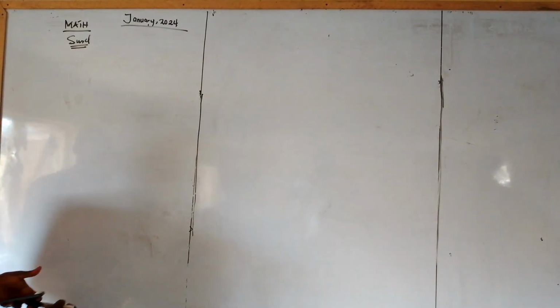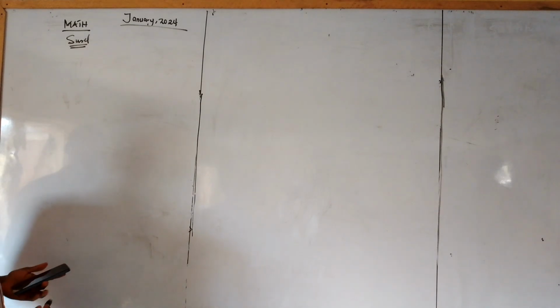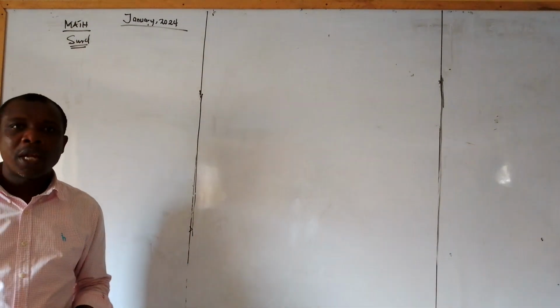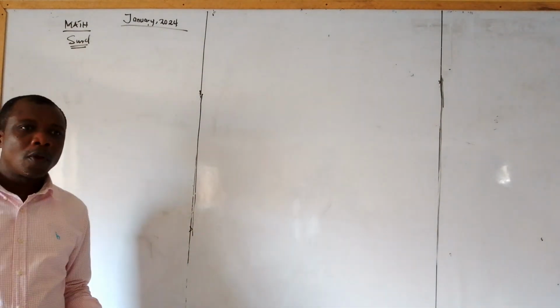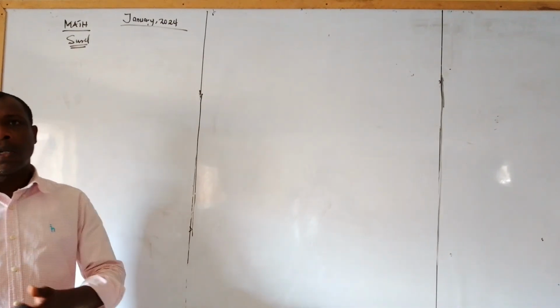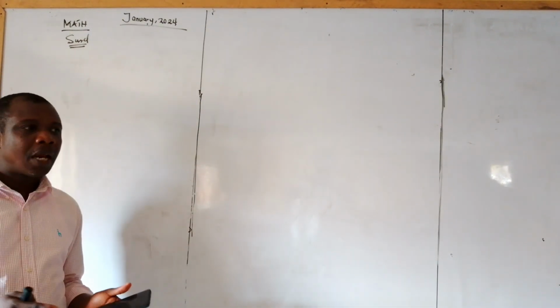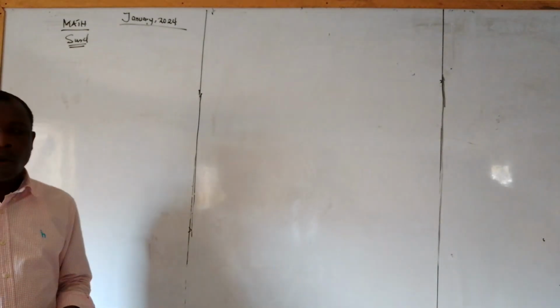Welcome to our class. Today we are looking at the topic in mathematics, surds. When we are talking about surds, it has to do with irrational numbers. Remember that's what we call rational and that's what we call irrational number. So surd is a part of mathematics that we call irrational numbers.